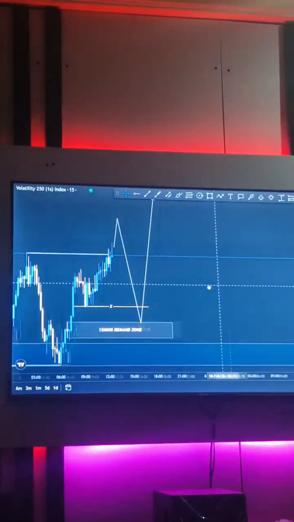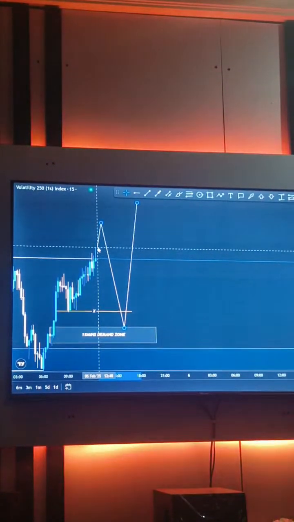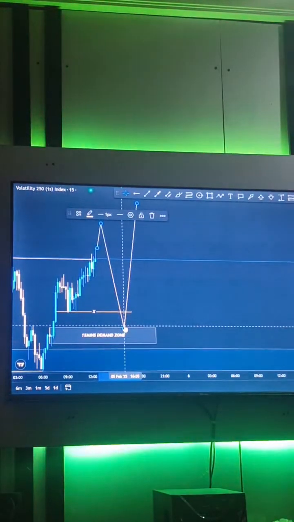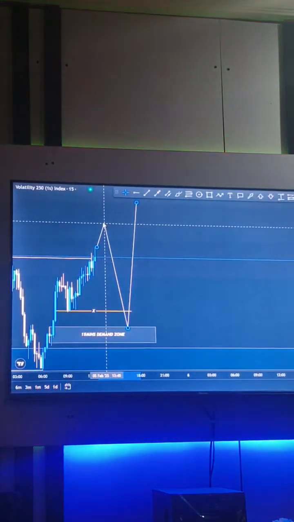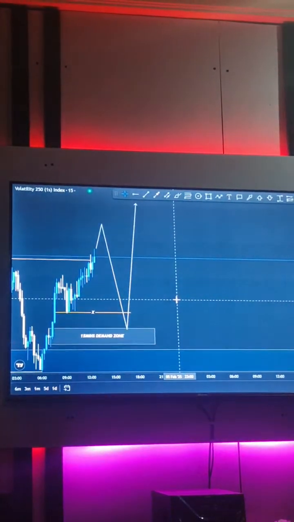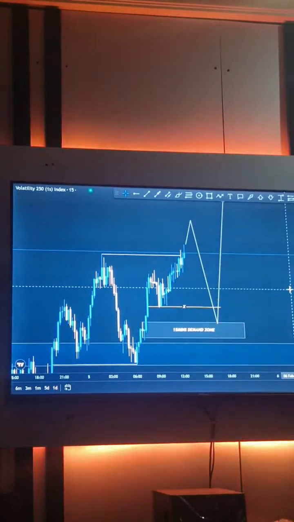So definitely we are doing the same thing here. We want the market to push up higher, then pull back into this demand zone before we enter. Like that. This is what we have. Can you see that? It's as easy as that.